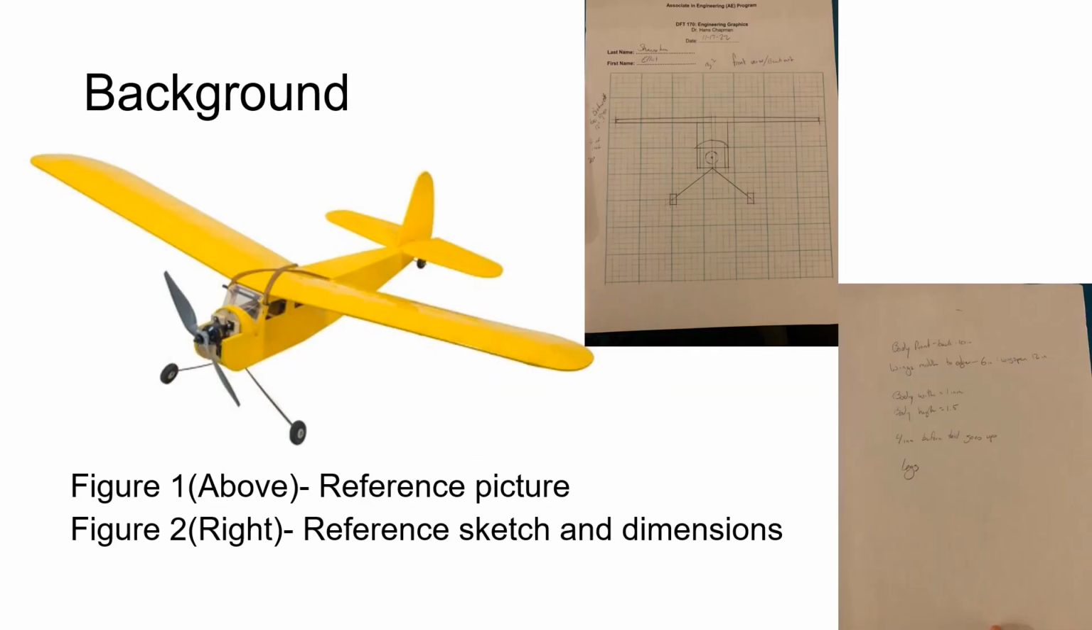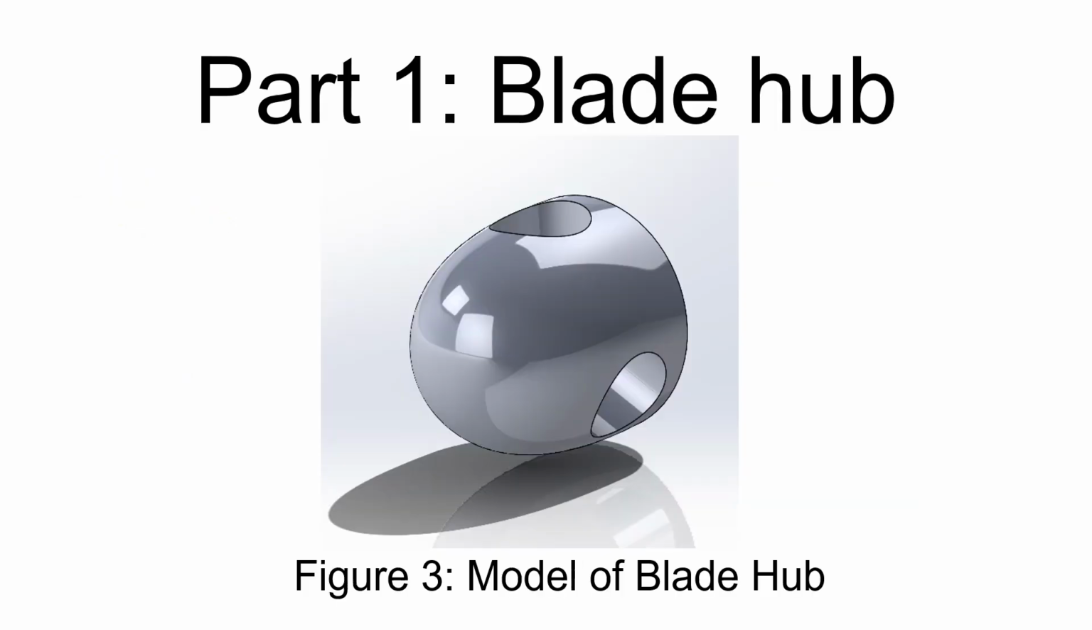So here we have our RC airplane. These are just coming to the reference that we've done prior to SolidWorks here. So part one of our SolidWorks is the blade hub. So this part in particular sits in front of the RC airplane.